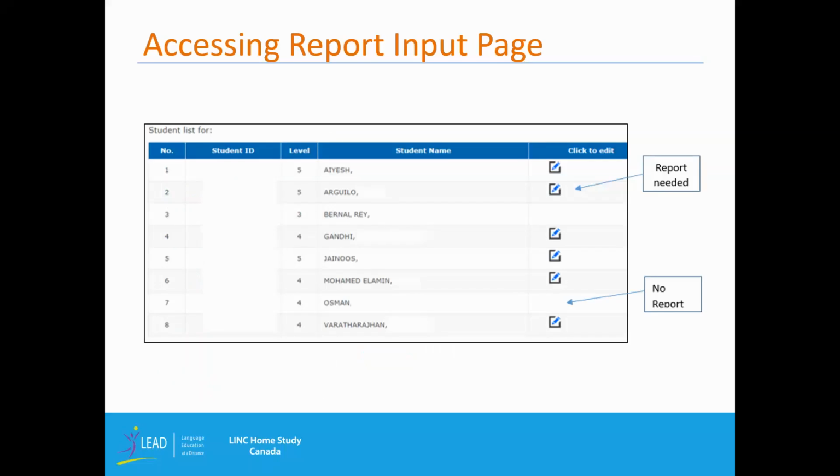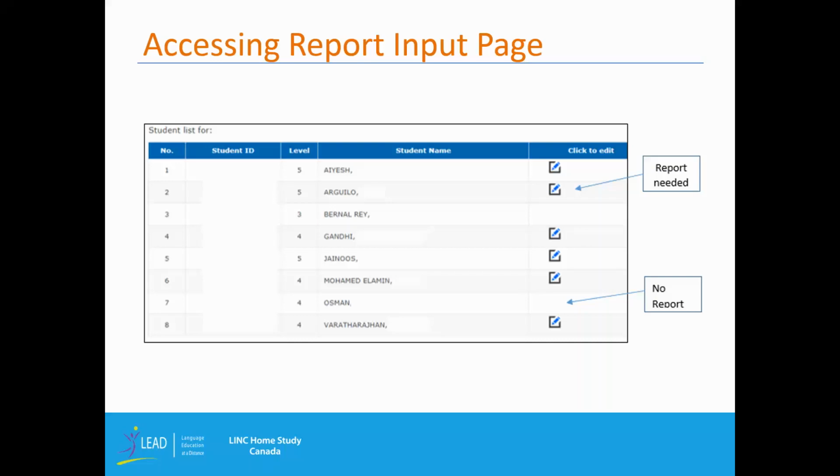Teachers have access to the Student Progress Report Input page for a 2-week period prior to the report deadline. You will be notified by email at the start of each report period. The report input page lists all students who require a report. Students who have an edit icon beside their name require a report. If there is no icon, a report is not needed.